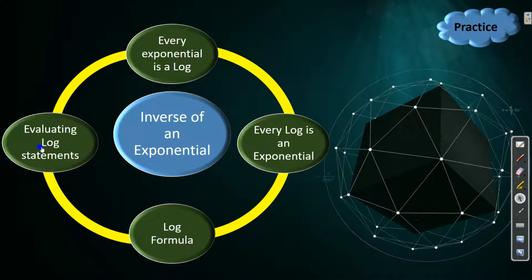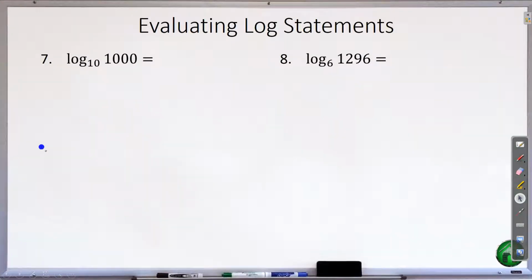All right, one more. How can we evaluate some log statements now? For most of these, we've already known the answer, what's on the other side of the equal sign. What if we don't know what's on the other side of the equal sign? So here we've got two log statements that aren't finished. We don't know what the answer is, so we want to try to find it. This is a little hard because log is an operation that we are not familiar with. So we got to practice this, and to do that, we're going to turn this into something we are familiar with, an exponential. So if this is my log, what is the exponential? Well, it's 10 to the power of a number I don't know is equal to 1,000.